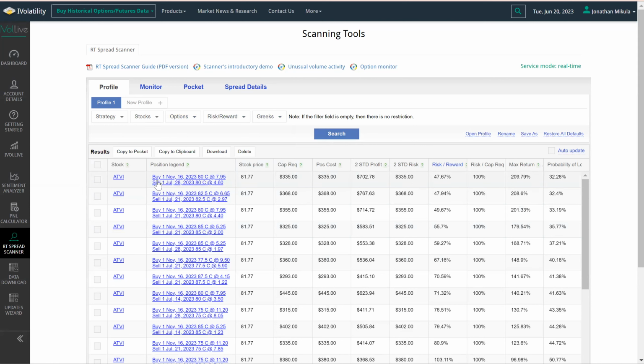With a calendar spread, you have two things going on. In this case, we're buying one November 16th, 2023 $80 call, and that's going to cost us $7.95. On the other hand, we're selling the July 28th, 2023 $80 call for $4.60. So what does this mean?